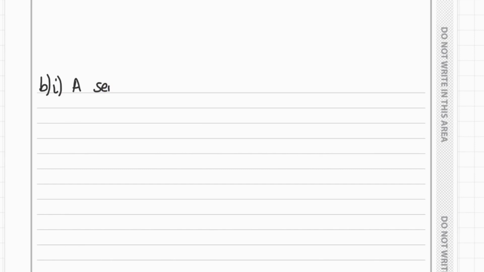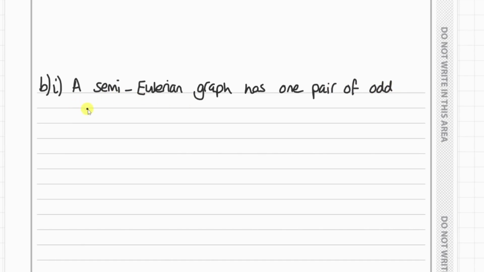So a semi-Eulerian graph has one pair of odd-ordered nodes, and all other nodes are of even order.